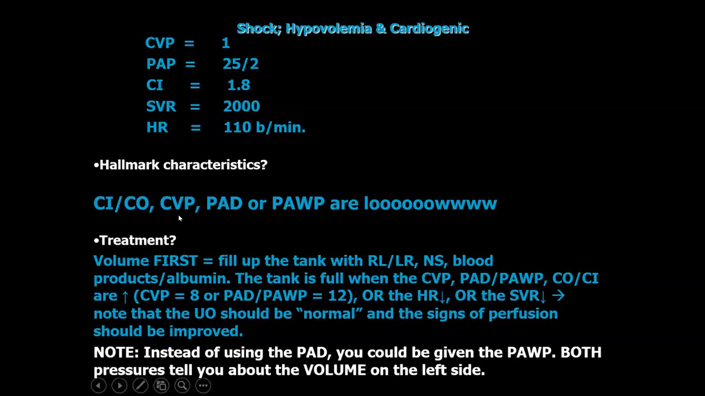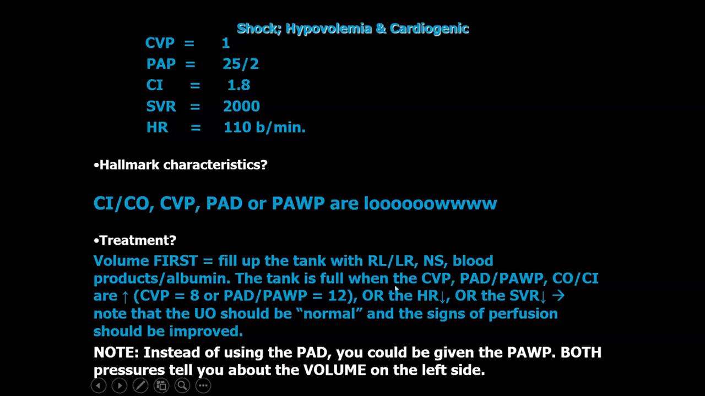So we see what the hallmark characteristics are. The cardiac output's low, the CVP's low, the PAD or PAWP, they're all low. That's easy. What's the treatment? Well, when the tank is empty, and when I say tank, I mean the vascular space, you've got to give volume.